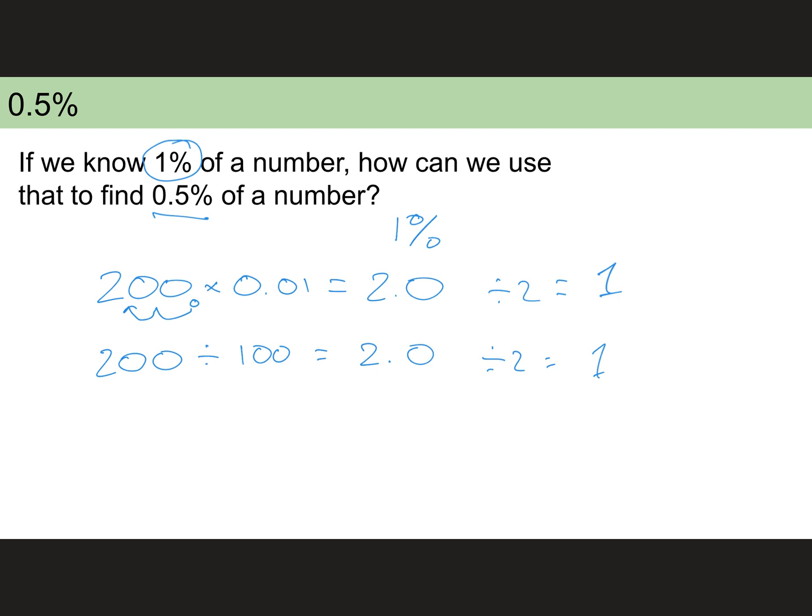Another way to think about this is if I'm trying to multiply. If I have 200, and I know that when I multiply by 0.01, I'm finding 1%, half of that is going to be 0.005, because 5 thousandths is half of 1/100th. So another way to find it is I could just multiply directly like that, 200 times 0.005, and this will also give me my solution.